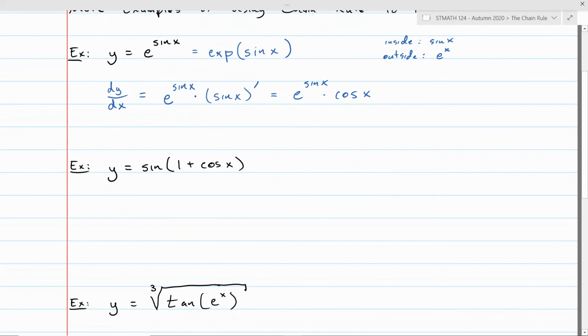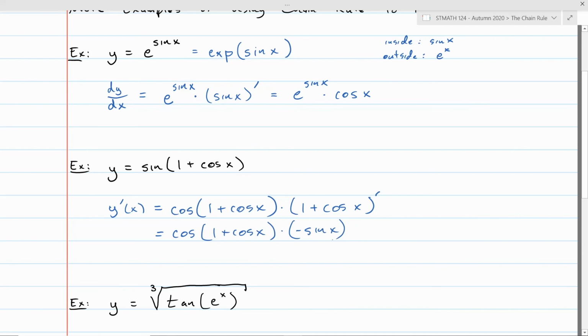On the next one, the derivative of y with respect to x would be, okay, I can see that the outside function is the sine function. The derivative of the sine function is cosine, and then I just leave whatever's on the inside there. But then I've got to multiply times the derivative of the inside function. The derivative of the inside function will just end up being negative sine. So this is going to look like cosine of 1 plus cosine x times negative sine x.